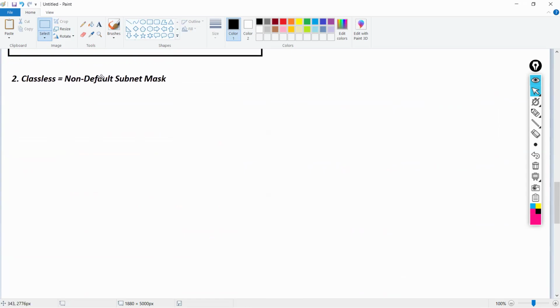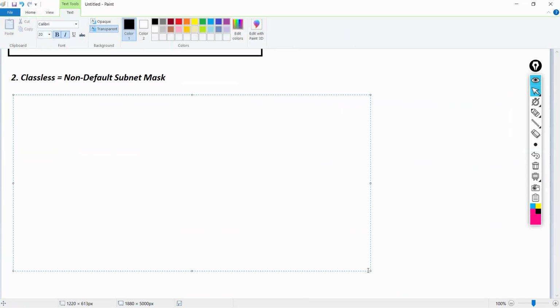So in classless, what do we do? We use a non-default subnet mask. For example, first of all, if I talk about a class C address, earlier one address was given to you: 192.168.10.1/24. But if I use 24, this will be classful, right? So instead of 24, let's say I'll make it 25. Now what will happen?